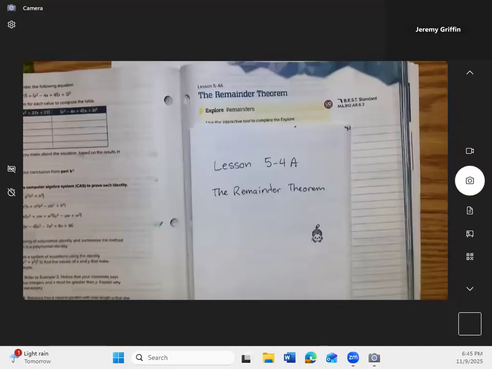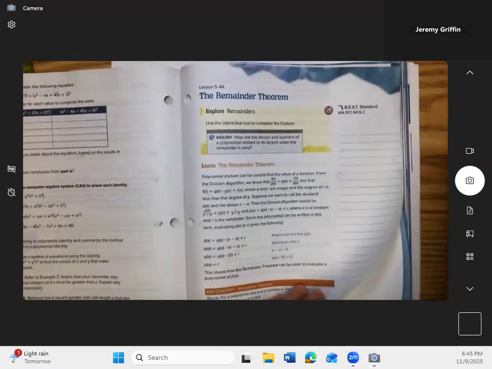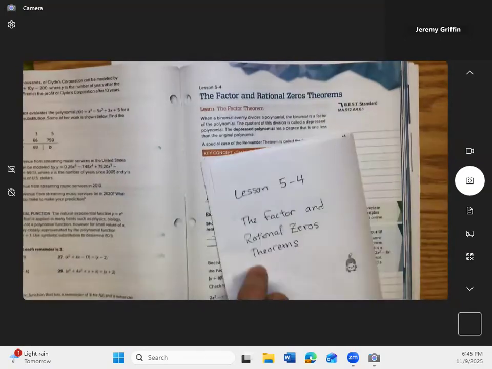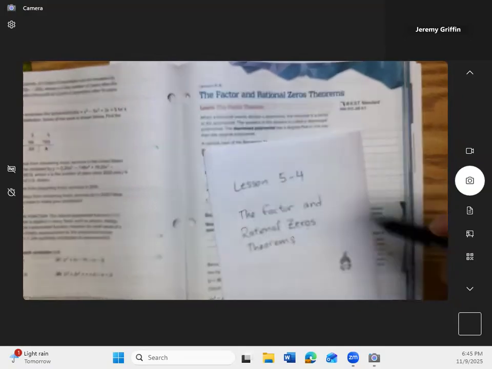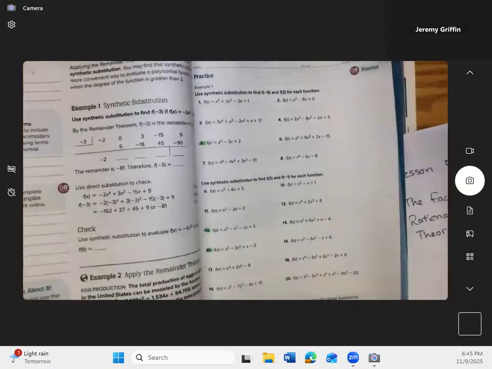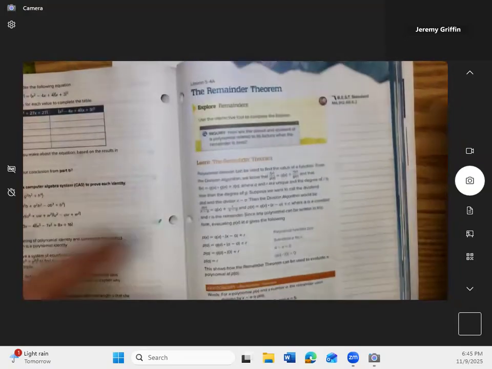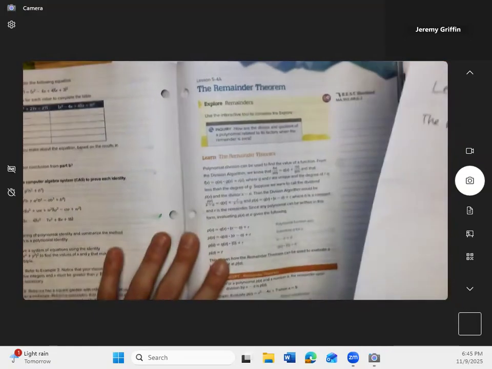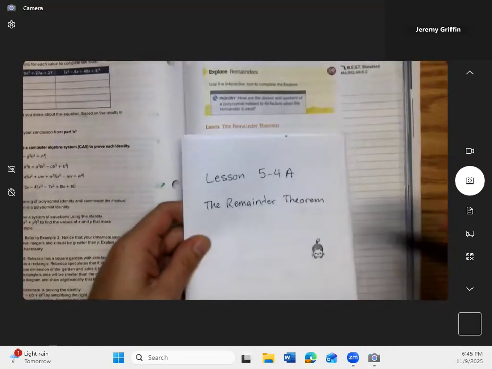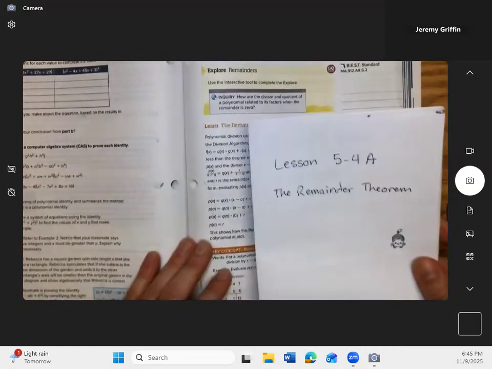Lesson 5.4a, the remainder theorem. And then I'll put in a separate video, but just flash forward a little bit for you guys. There's also lesson 5.4, factor and rational zeros theorems. And so for both of these, we're back to dividing polynomials. And there's some cool tricks. There's a cool bag of tricks here. So here, I'll just put 5.4a in this video, and then I'll make a separate video for 5.4.